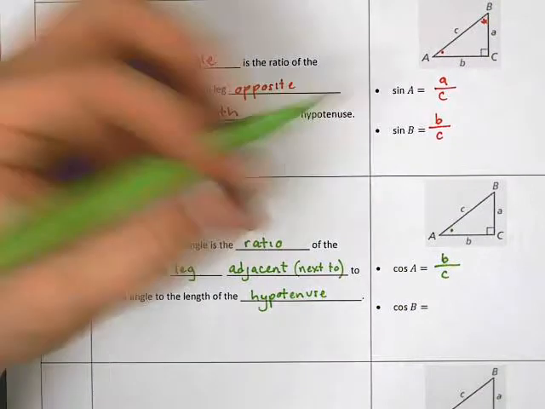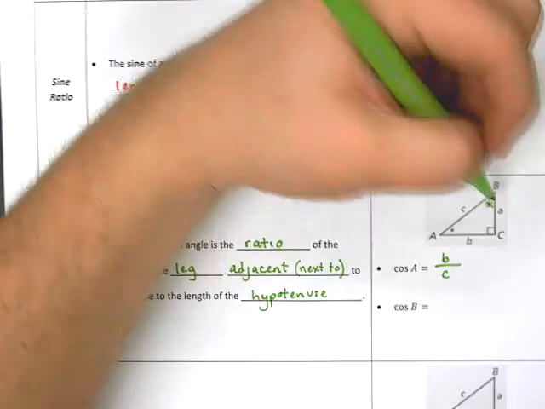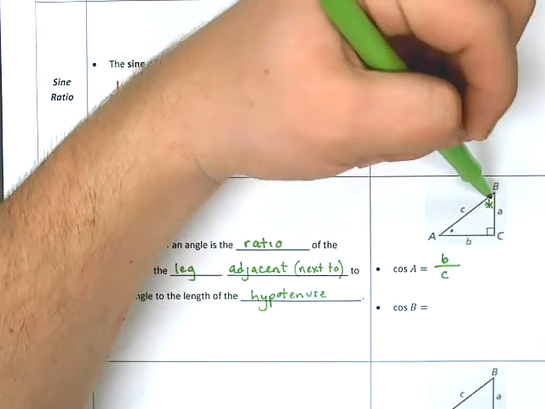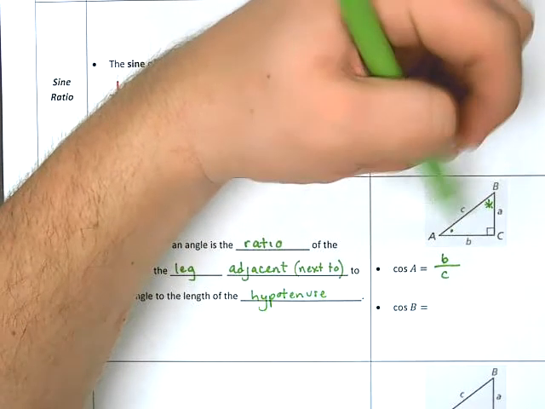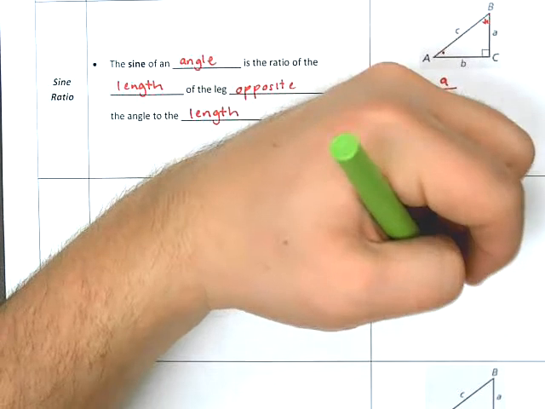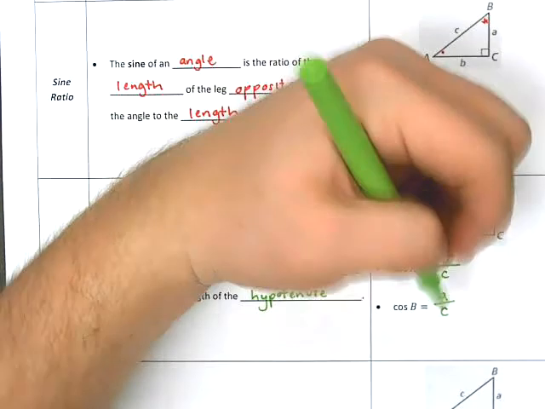What happens on the next one? Well, now if I change my angle to angle B, I'm looking for that leg adjacent, which means I have to use A because C is not a leg. So I have to use A and then divide by C.